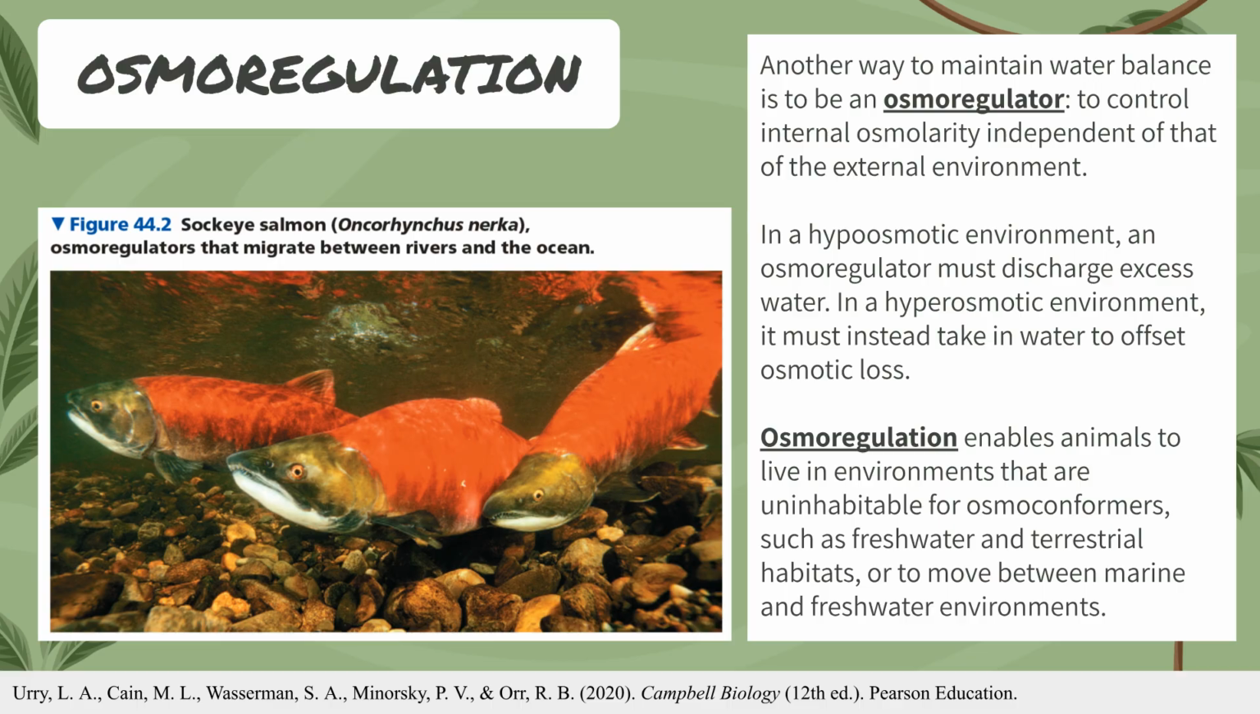Osmoregulators adjust their physiology to maintain a stable internal osmolarity, allowing them to survive in environments with very different salt concentrations, such as freshwater, marine, and terrestrial habitats. For example, migrating salmon can move between rivers and oceans by actively regulating water and ion balance.